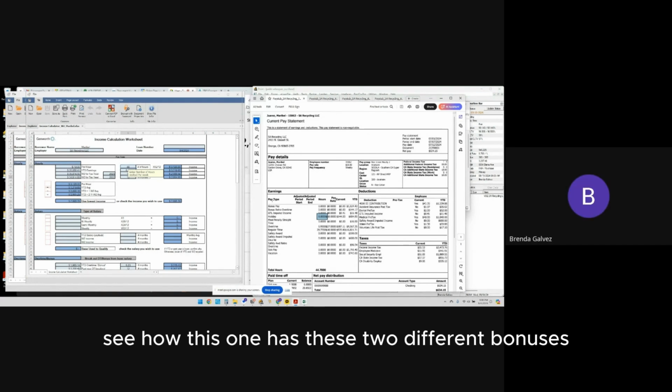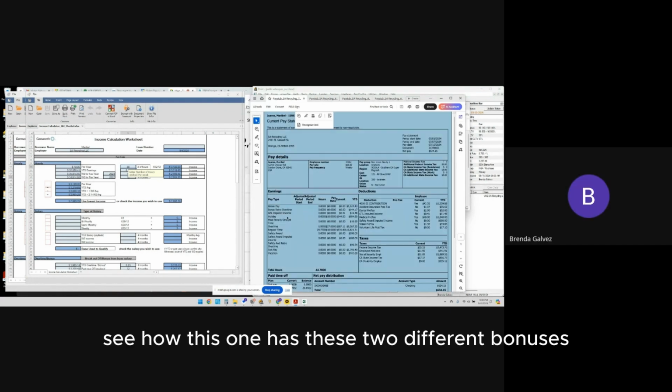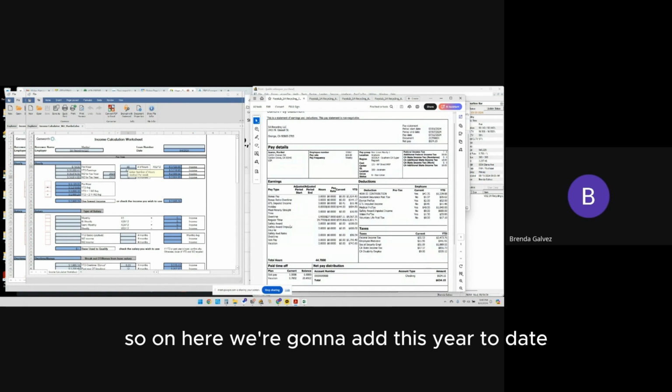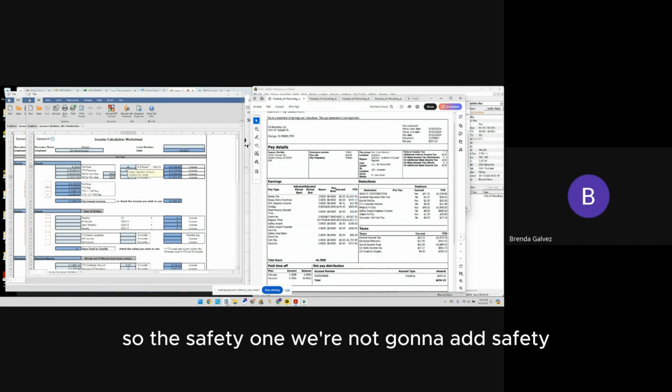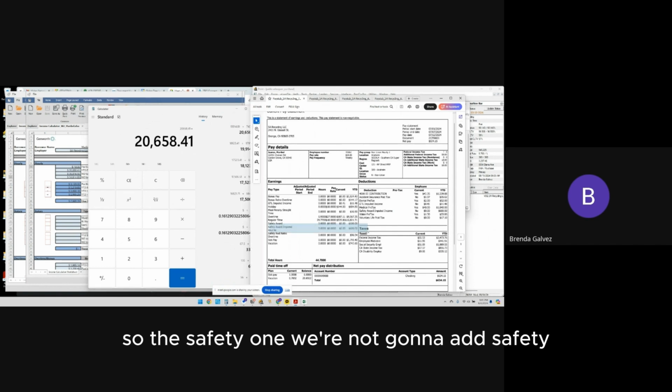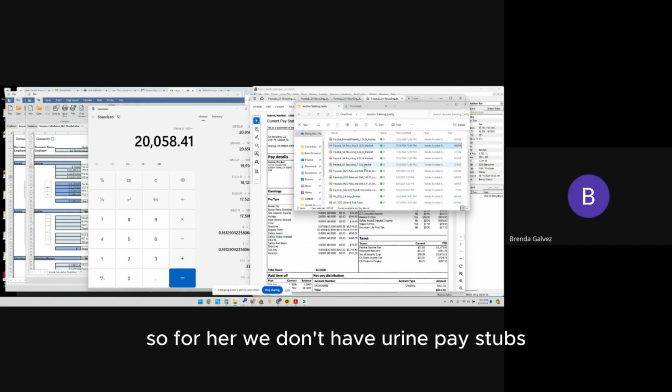So on here, see how this one has these 2 different bonuses. There's another overtime here. So on here, we're going to add this year to date. We're going to include all her holiday, regular, sick pay, vacation, and we're going to go based off of the year to date here. So the safety one, we're not going to add safety.